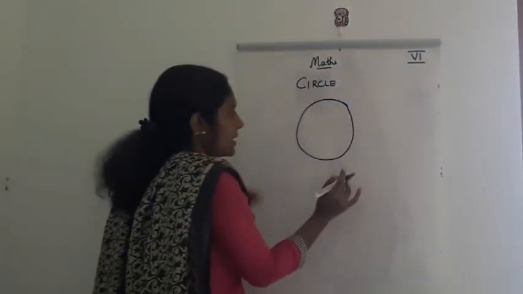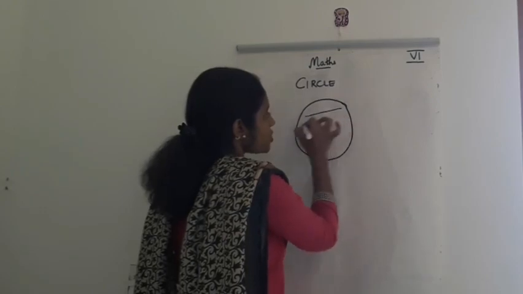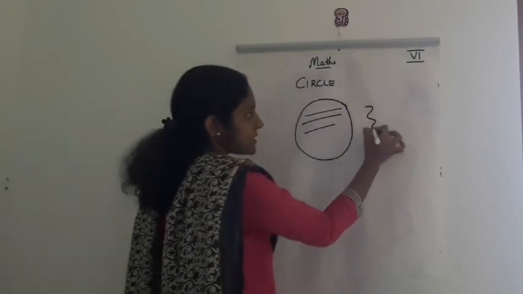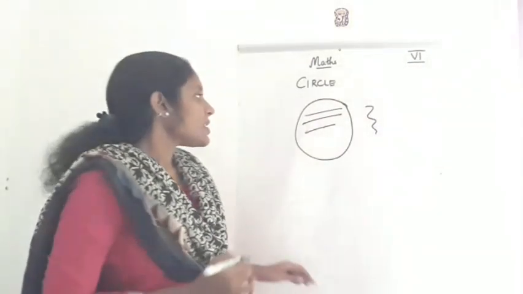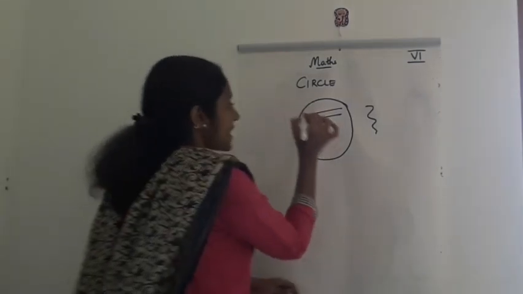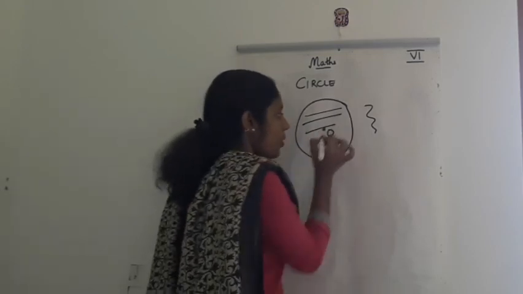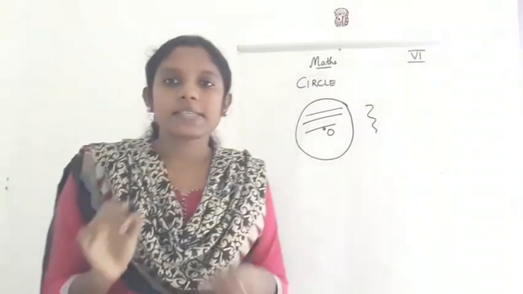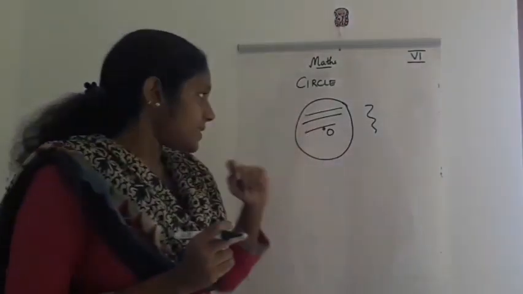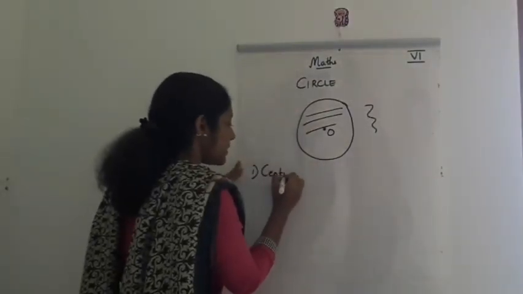So this is a circle and this is the interior portion of the circle, and this is the exterior portion of the circle. When you take a circle, this is the center of the circle, we can name it as O. You can name it with any letters as you like. So the first term is center of the circle.